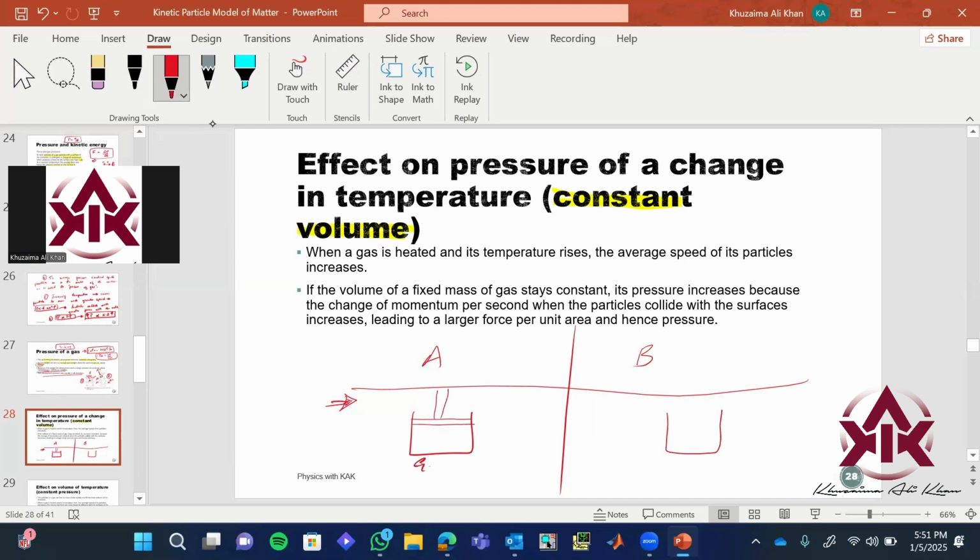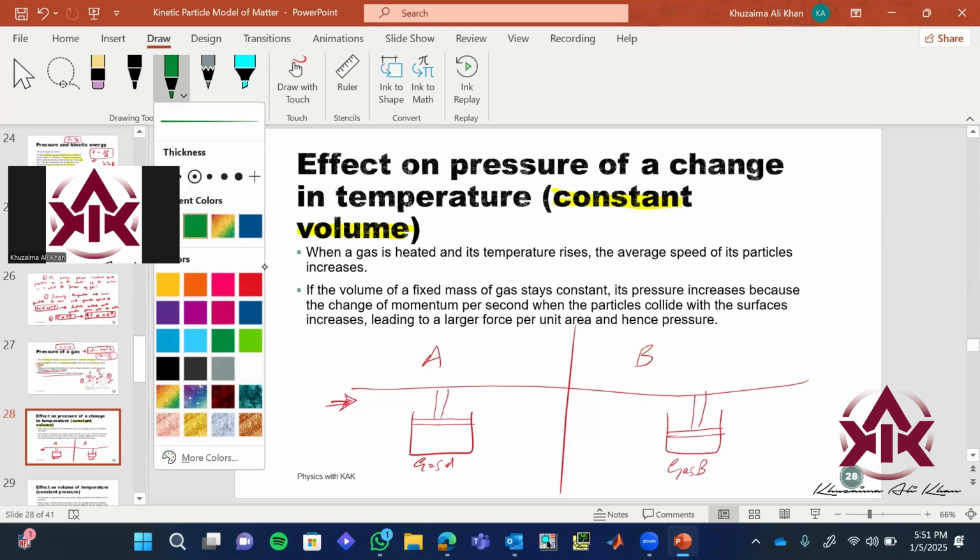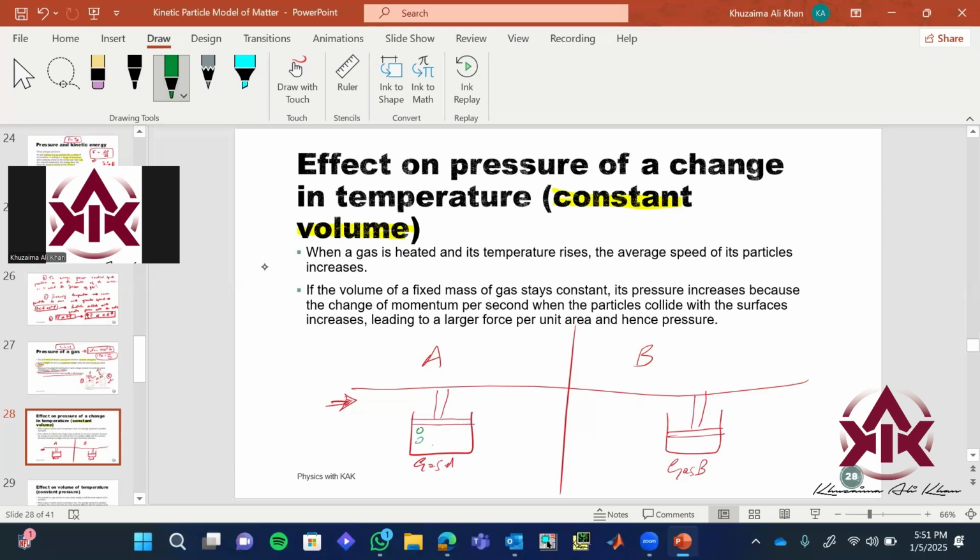This is gas A. Let me just label it here. This is gas A, this is gas B, and we have another piston here, right? Let me just compress it further. Okay, so what would happen if we do this? So we have the particles. Let me draw the particles of gas A. They are further apart, right?